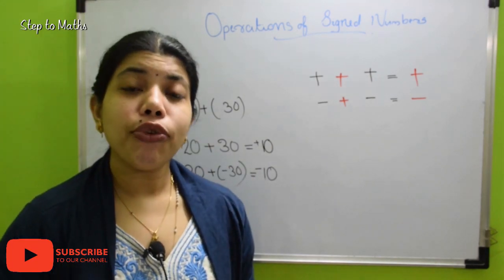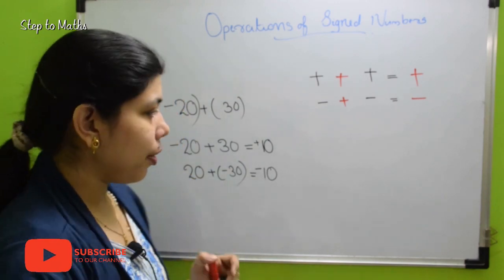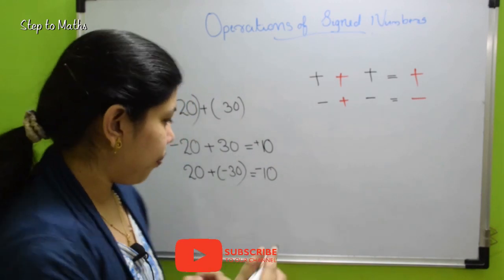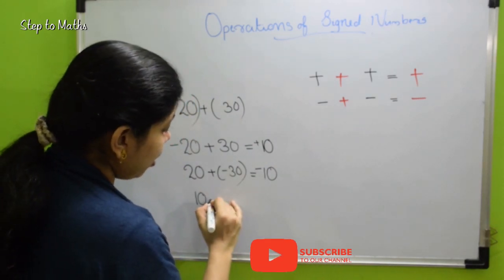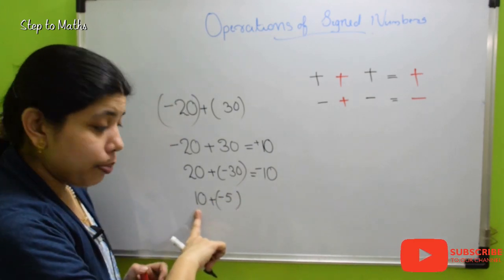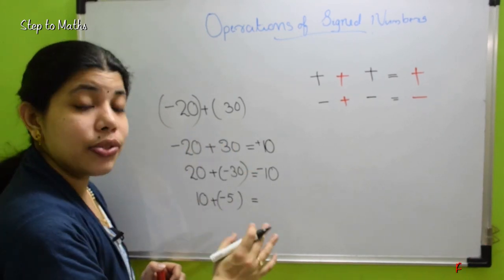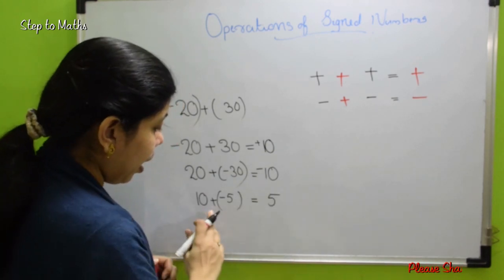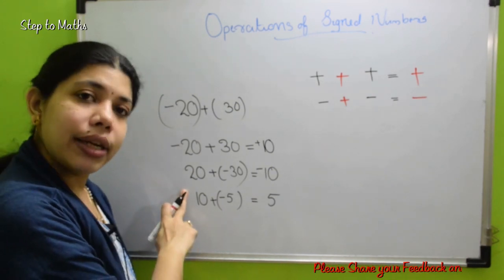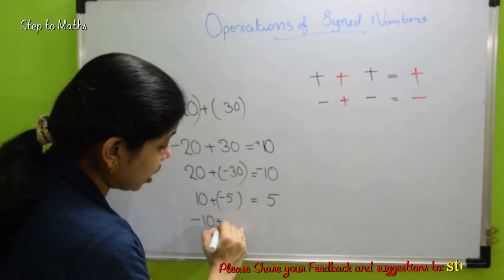So when we perform the addition of one positive number and one negative number, first we find the difference between the two numbers. We can consider another example. 10 plus minus 5. Here one number is positive and one is negative. So what is the first step? Find the difference between these two numbers. 10 minus 5 is 5. And here what is the sign of the larger number? Positive. 10 is the larger number. So the answer is 5.